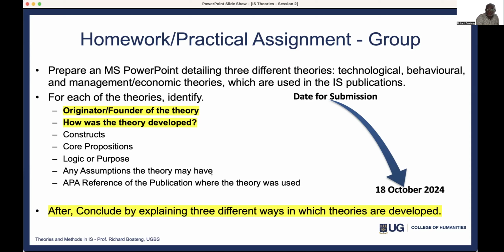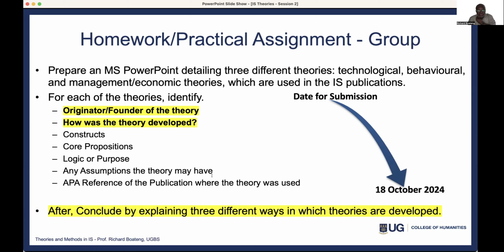So one technological theory. What is a technological theory? A technological deterministic theory, like the technology acceptance model, the UTAUT. These are all technology-based theories. Then behavioral theory, the theory of planned behavior is one. Parasocial theory is one, like theories that have to do with a person's behavior or mutual understanding. Then economic theories like the demand and supply curve is one that we have seen. We're talking about capitalism. There are quite a number of those types of theories too.